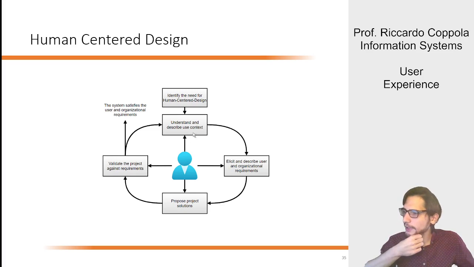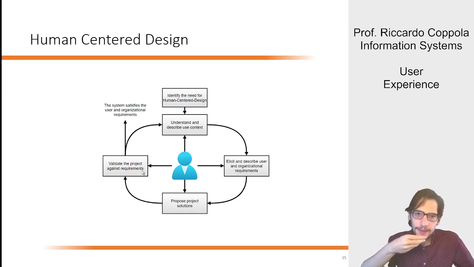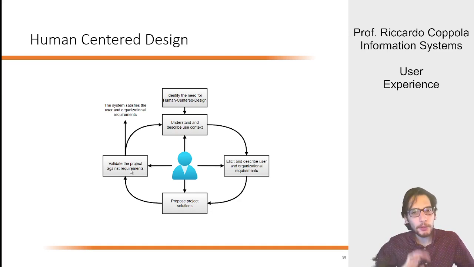And so actually we start from this part: we understand and describe the context of use, so use cases. Then we describe all the user and organizational requirements. We get back to the requirements solicitation. We propose solutions, so we create our mockups and prototypes. Then we validate our prototypes and our proposed solutions. Once we validate our solutions, we have two alternatives. Either the system is fine, and so okay, I can actually produce it. Otherwise, I have to get back and understand what went wrong.